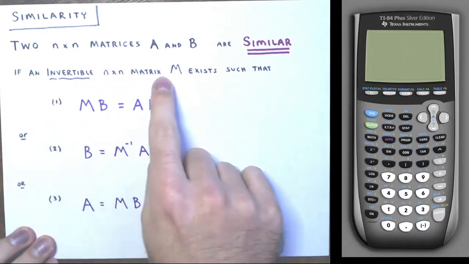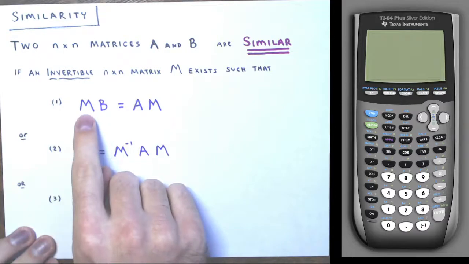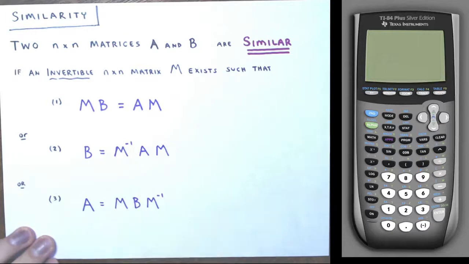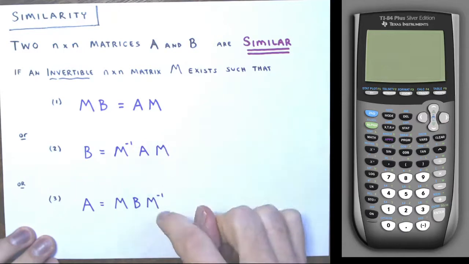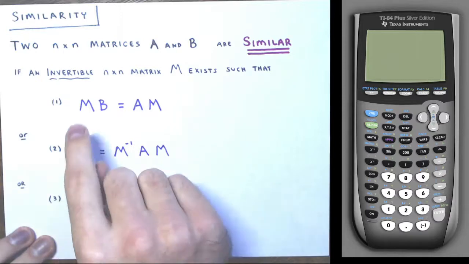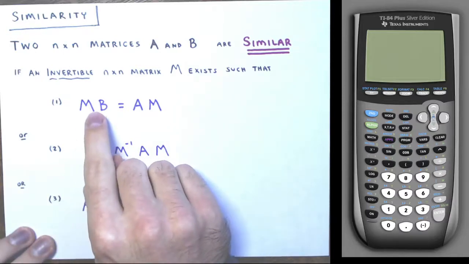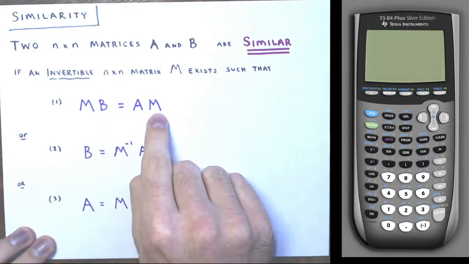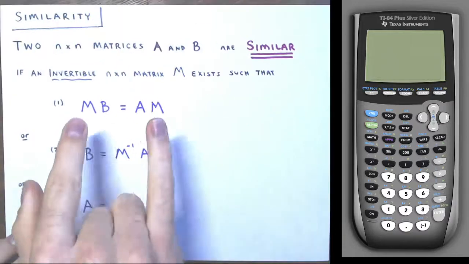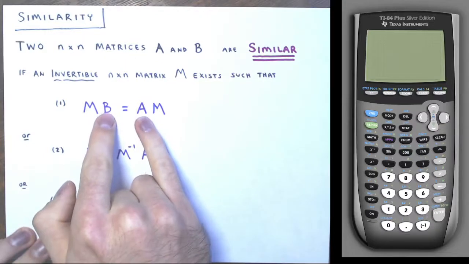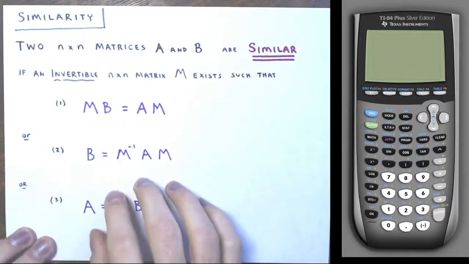If an invertible matrix M exists such that, now all three of these equations are the same relationship, just manipulated a bit. So you could show either one of these to show that matrices A and B are similar. So one, you could show that M times B is equal to A times M. You see here I've got the invertible matrix on the outside and then the two matrices that are similar on the inside, closest to the equal sign.